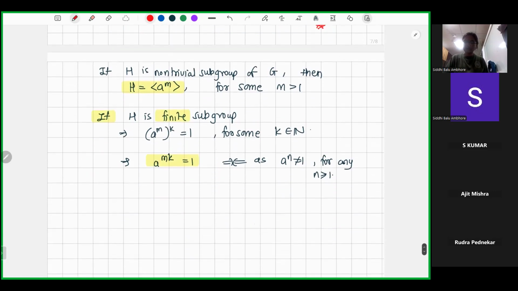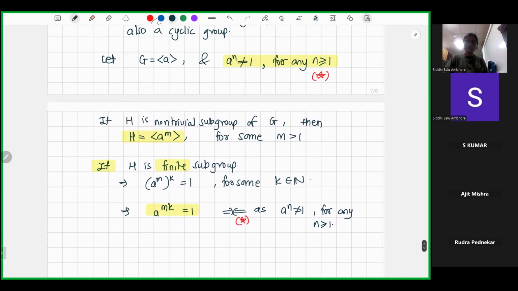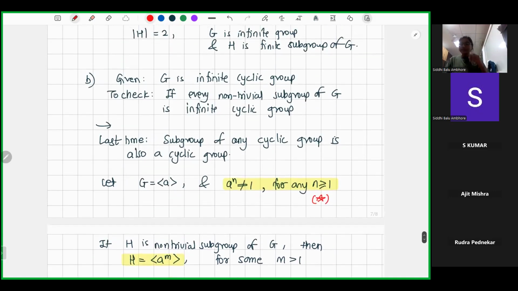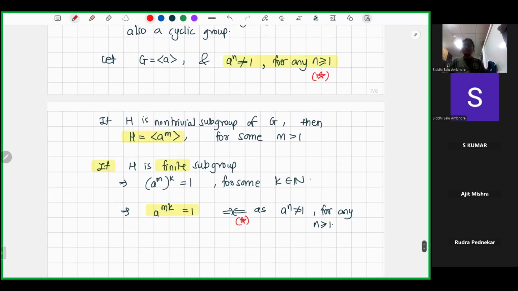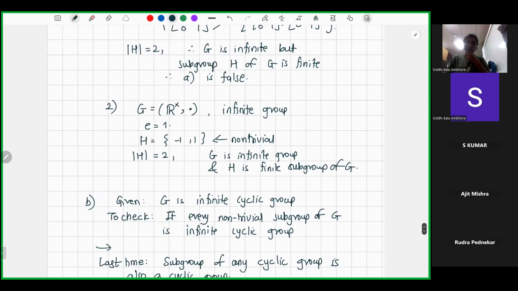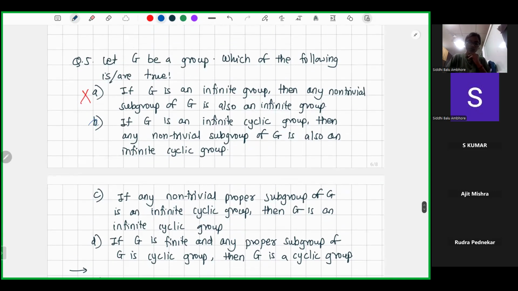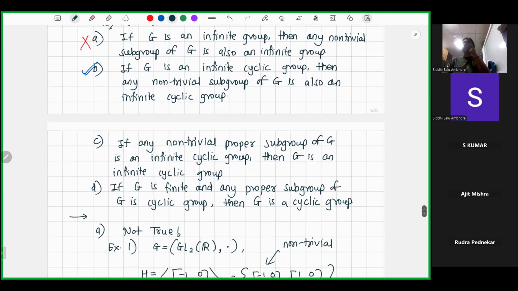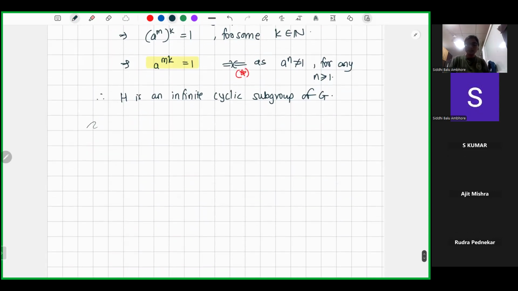If I make this star, it contradicts star. So in fact, what they said is that this implies that therefore H is an infinite cyclic subgroup of G. So this always holds. So this B is true. B is true always. We just proved that. So now C part.